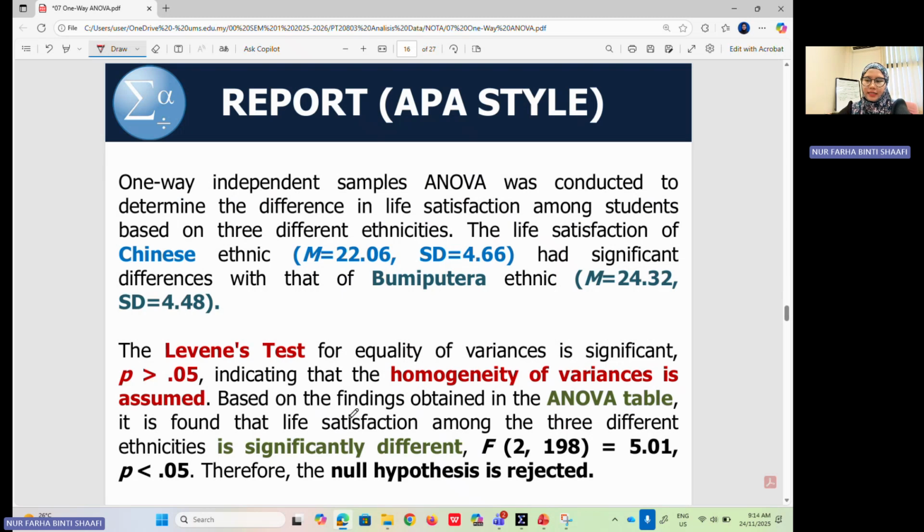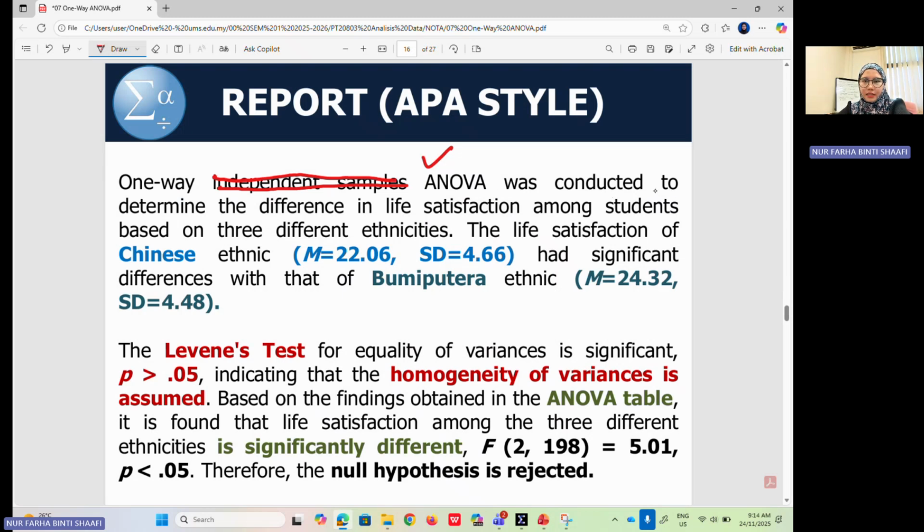Okay, it's actually quite similar; you need to look at the style of writing. For the one-way ANOVA, if you write one-way ANOVA, I accept. One-way ANOVA was conducted, so I know that the analysis used is one-way ANOVA. One-way ANOVA was conducted to determine what?